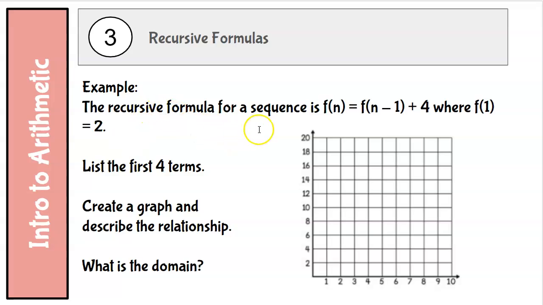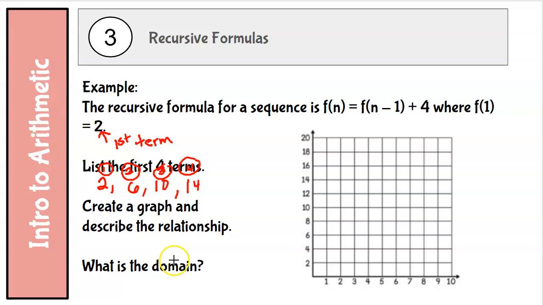The recursive formula for a sequence is f of n equals f of n minus 1 plus 4, where f of 1 equals 2. So this is in function notation instead of subscript notation, but it's still telling us that the first term is 2. And we're basically going to add 4 to each term to find the next one. So the first 4 terms are 2, that's my first one, given to me. The second one, I add 4, is 6. Third one is 10. And then the fourth one is 14.